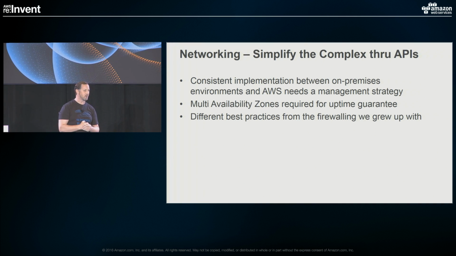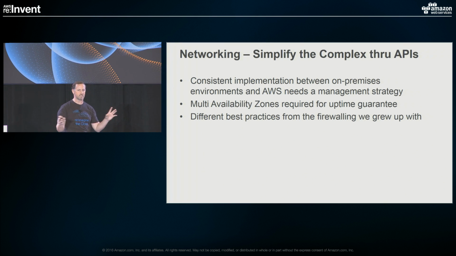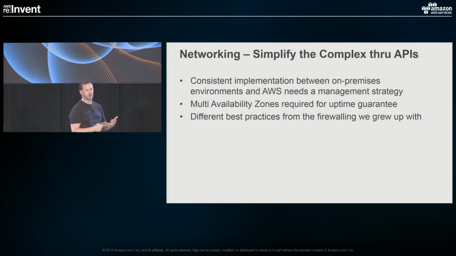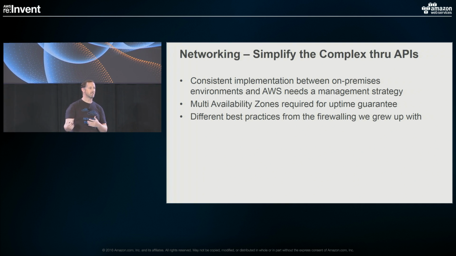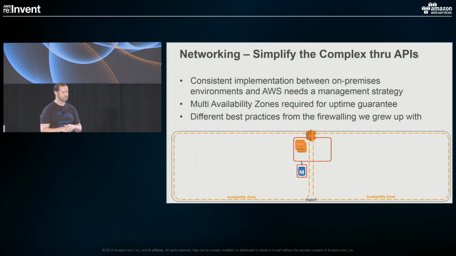To get your uptime guarantee with AWS regions, you actually have to consume across multiple availability zones, and that adds a little more complication into the placement and getting it there so the application is actually scaling horizontally. There are also different practices. Any of you who grew up programming firewalls, using security groups and access control lists is a little bit different than what we've been used to using for on-premise firewalls.